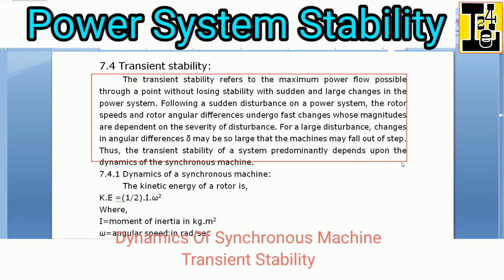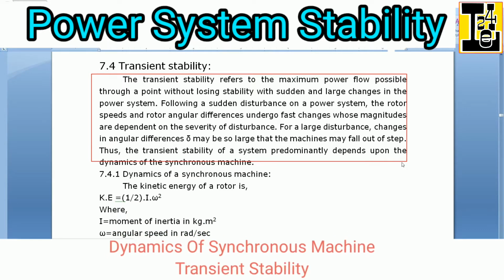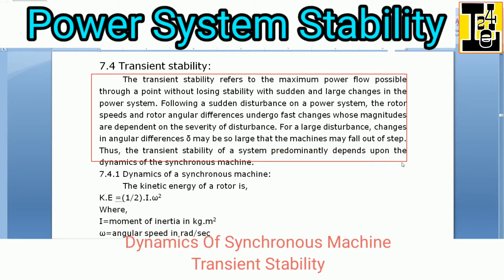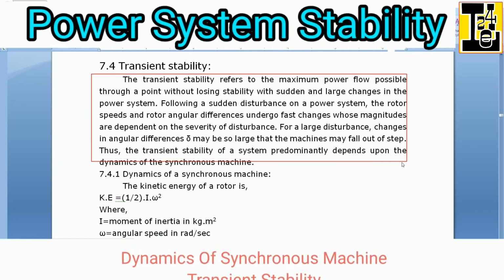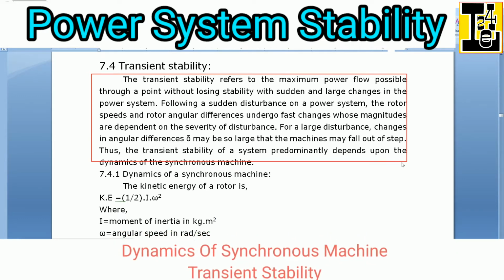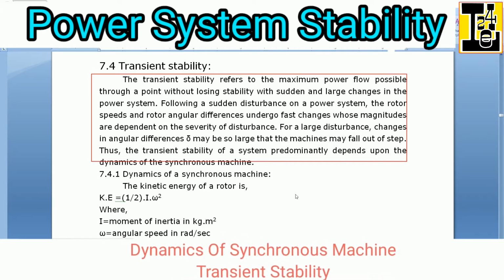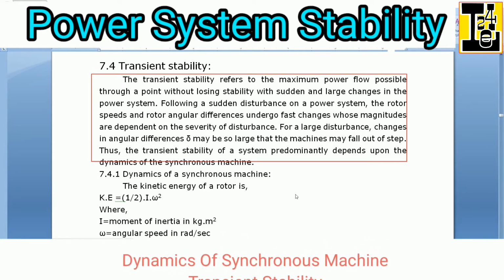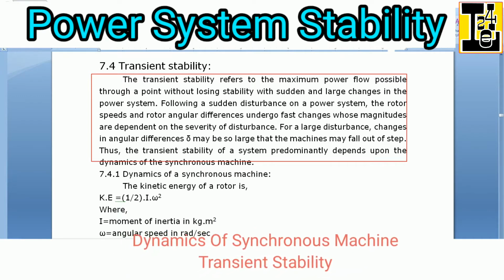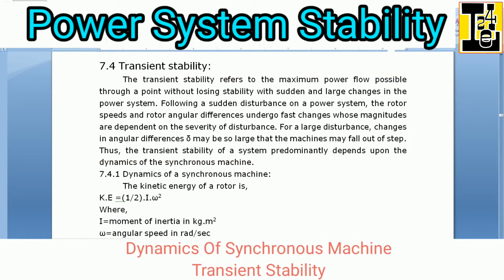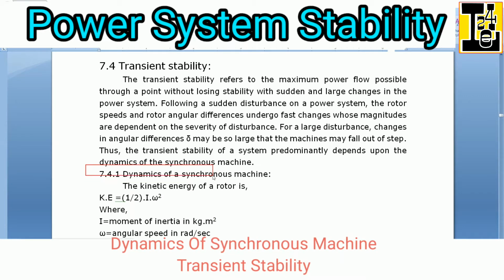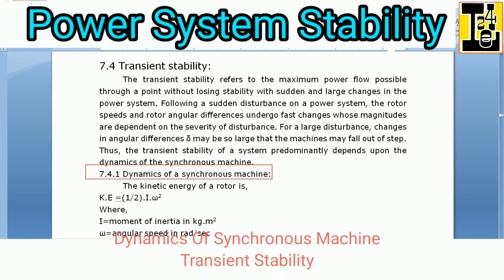For a large disturbance, changes in angular differences delta may be so large that the machines may fall out of step. Thus, the transient stability of a system predominantly depends upon the dynamics of the synchronous machine. Let us go through the dynamics of the synchronous machine.